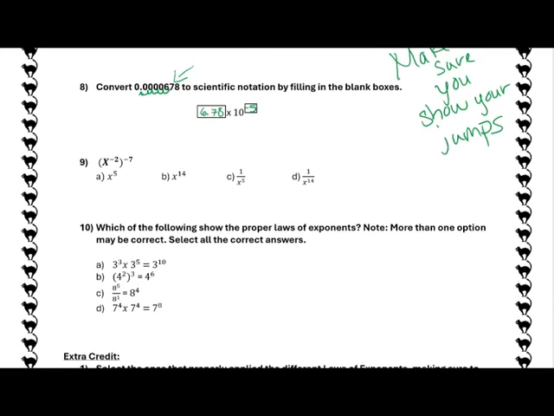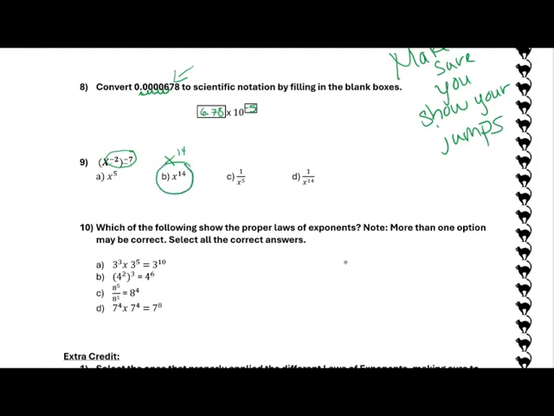Let's look at number 9. Well, this is an exponent raised to another exponent. So I'm going to multiply these. So x to the negative 2 times negative 7. Negative times a negative is a positive. 2 times 7 is 14. That matches this one right there.